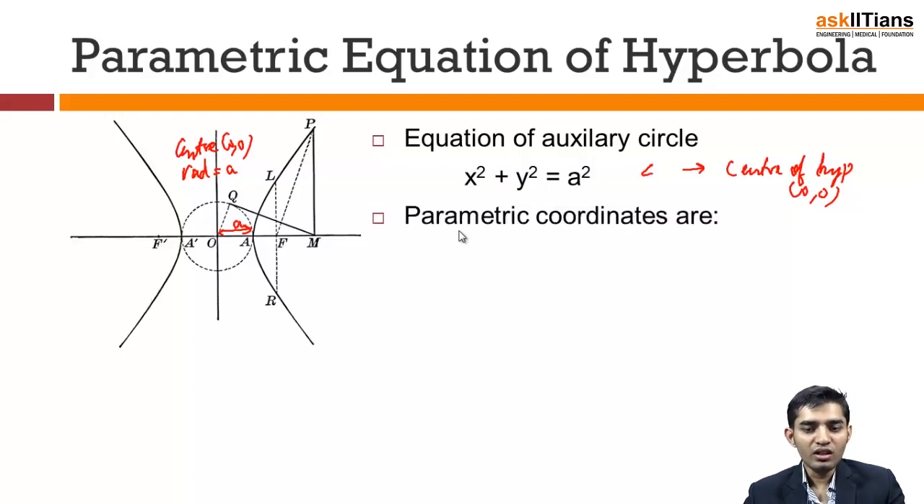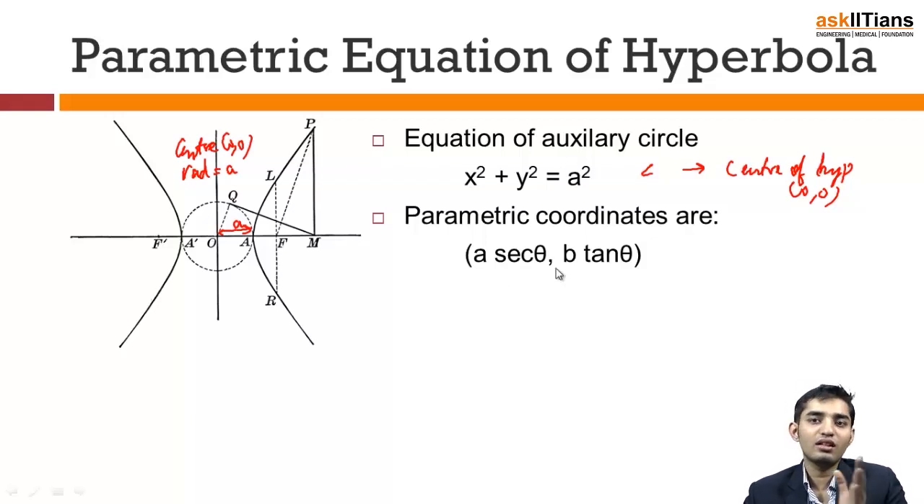Now what are parametric coordinates? Parametric coordinates are the coordinates that will satisfy the equation of the hyperbola. So if I take theta as the parameter, A sec theta and B tan theta will satisfy because sec square theta minus tan square theta is 1, right? In case of ellipse we have A cos theta and B sin theta.